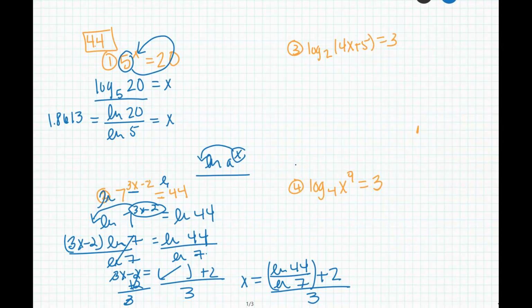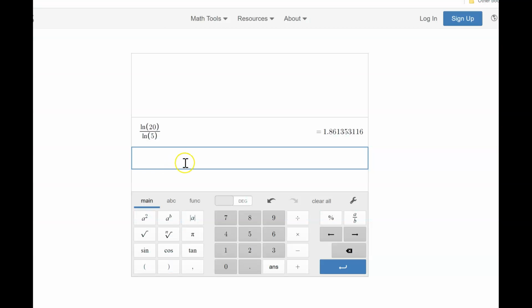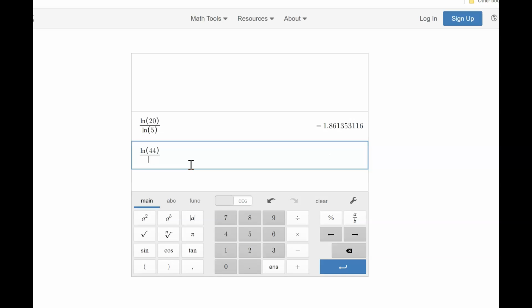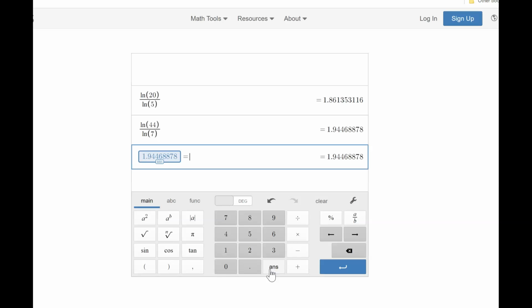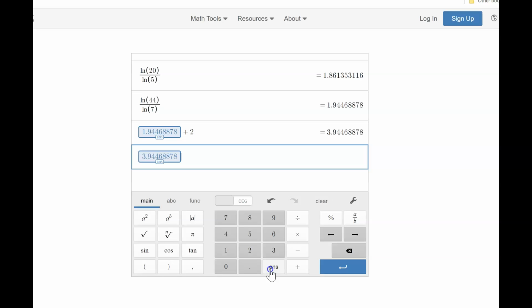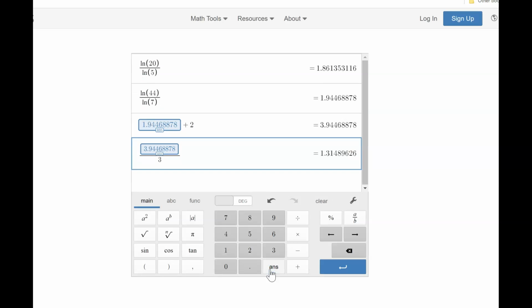So again, we need to jump over to our calculator and execute that. So I'm just going to start typing here. I'm going to say ln of 44. You always want to put whatever you're logging in parentheses, divided by ln of 7. Now I try not to type everything in at once, so I'm going to go ahead and hit enter on that. And then I'm going to use this button here, ANS. I'm going to take the answer and add 2 to it, enter. Then I'm going to take that answer and divide it by 3. So that kind of saves me from typing in everything at once. You can, but I feel like errors can happen when you're trying to figure that out. But let me show you that here.